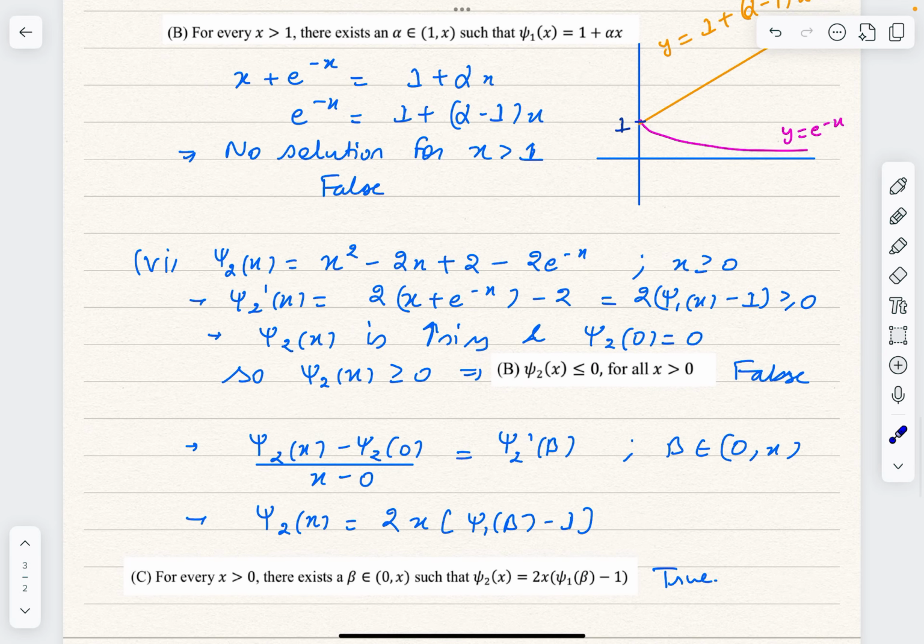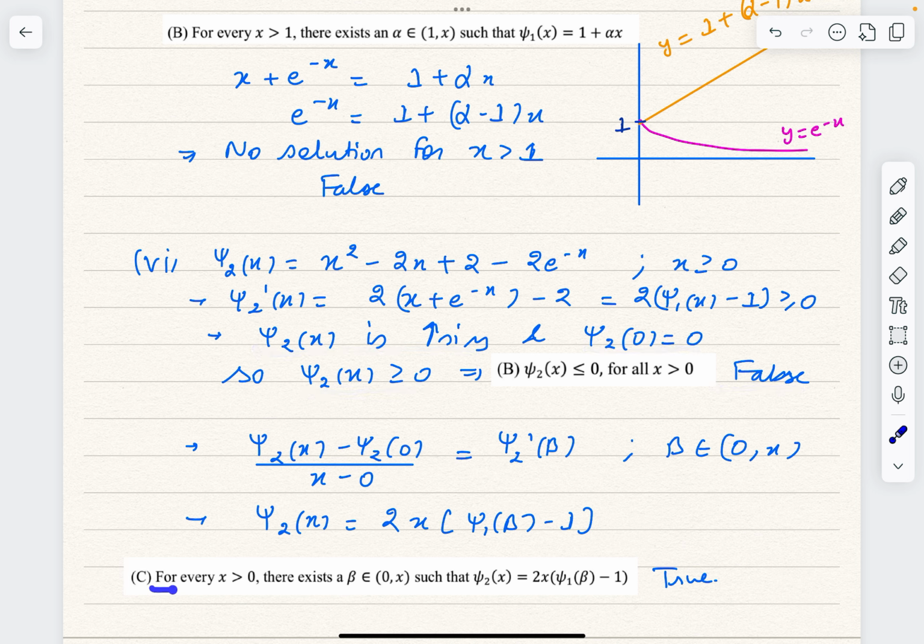Next, for phi 2x, we have to check this thing first. Phi 2x less than or equal to 0 for all x greater than 0. So phi 2x is x square minus 2x plus 2 minus 2 e power minus x for x greater than or equal to 0. Differentiate here, you get 2 times (x plus e power minus x minus 1). If you see, this thing is nothing but phi 1x. So you get 2 times (phi 1x minus 1). We already discussed phi 1x is greater than or equal to 1, so this thing will always be positive. That means phi 2x is an increasing function. Value of phi 2 at 0 is 0. That means phi 2x will always be greater than or equal to 0. This will also be false.